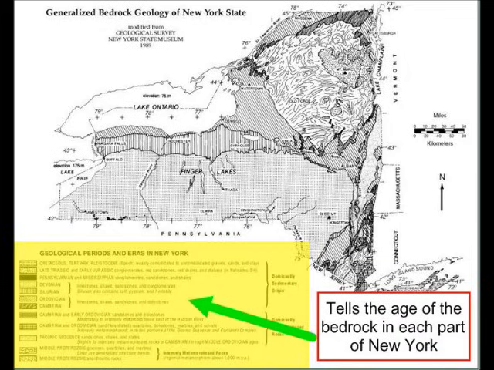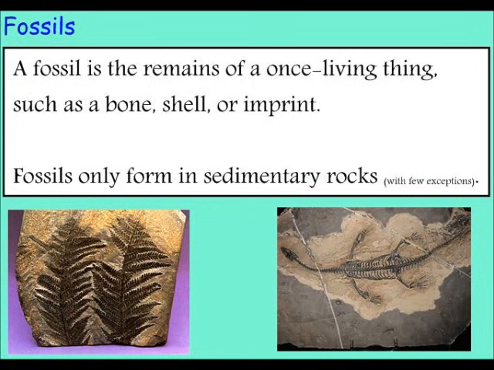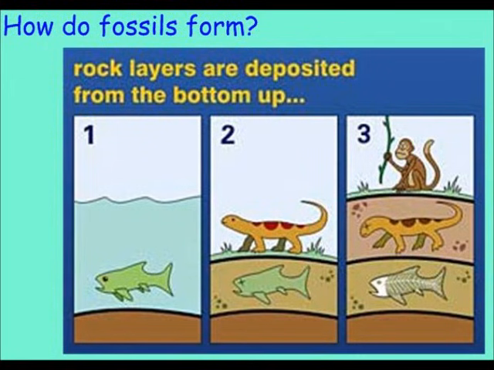A fossil is the remains of a once living thing, such as a bone, shell, or imprint. Fossils only form in sedimentary rocks with a few exceptions, and the exceptions are pretty much volcanic ash. So how do fossils form? Well, first rock layers are deposited from the bottom up. We see here that we have a fish in the water. The fish dies and sediment is covered over it.